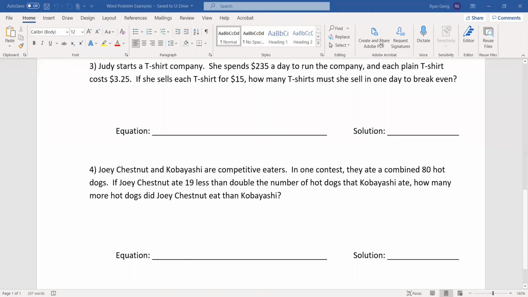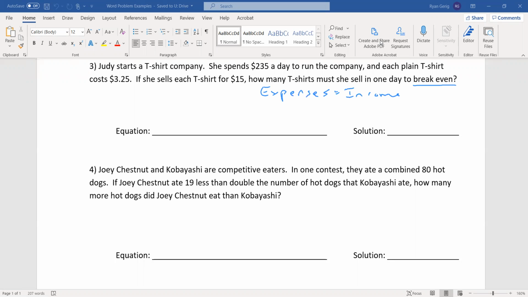Number 3, these questions are, for whatever reason, a lot of people have a hard time with these, but they're not that bad. If you remember that when you see break even, you should be thinking expenses equals income. It's usually a business type question. She starts a t-shirt company.